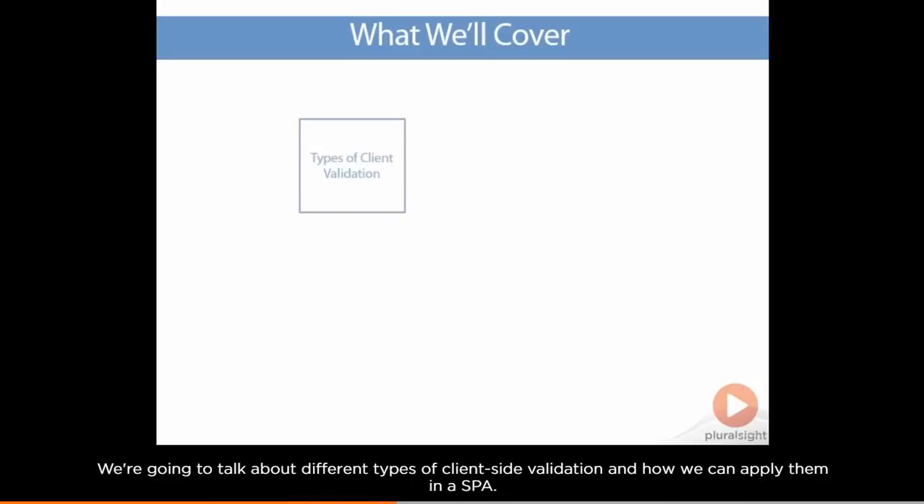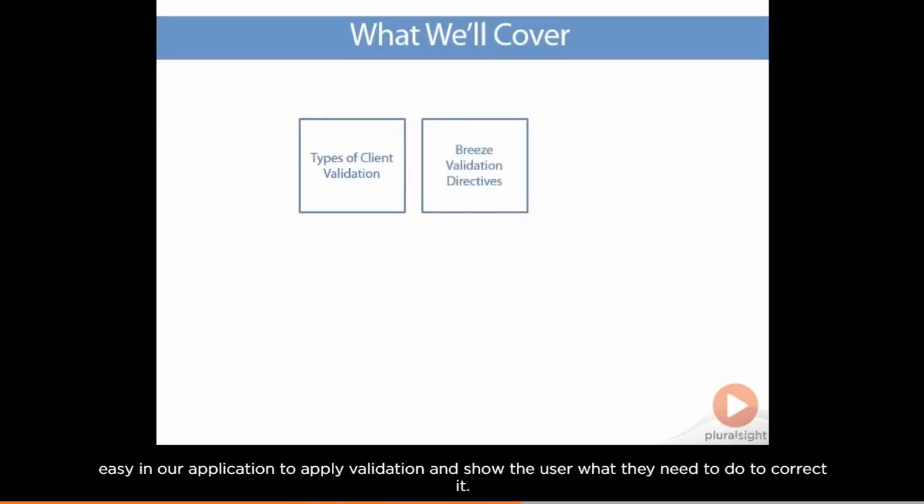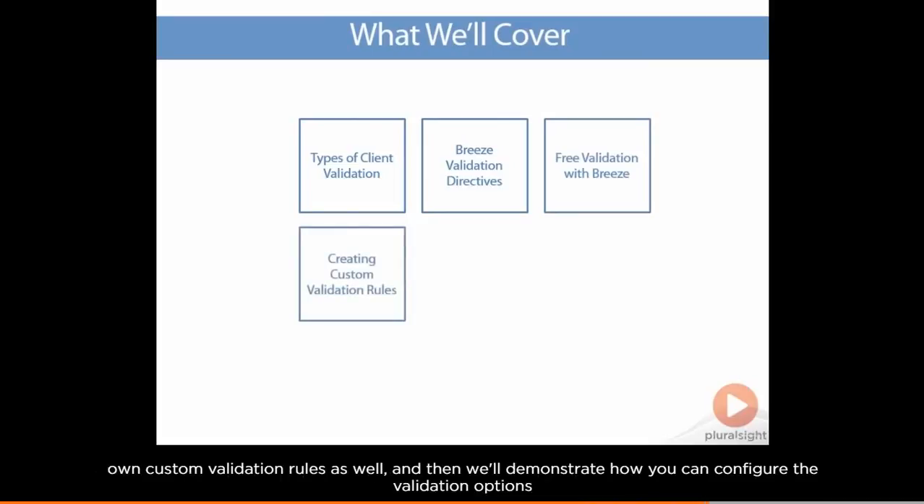We're going to talk about different types of client-side validation and how we can apply them in a SPA. We'll choose a good approach and then show how we can use the Breeze validation directives to make it pretty easy in our application to apply validation and show the user what they need to do to correct it. Now, some of the validation that we get out of Breeze is free, so we don't really have to write any JavaScript to get it. And we'll show what you get for free out of the box, and then how you can create your own custom validation rules as well.